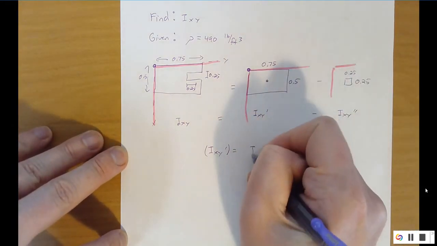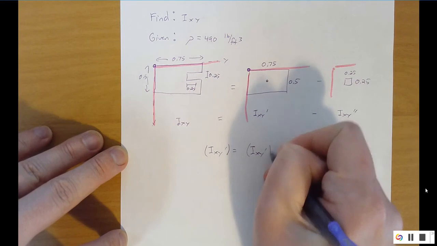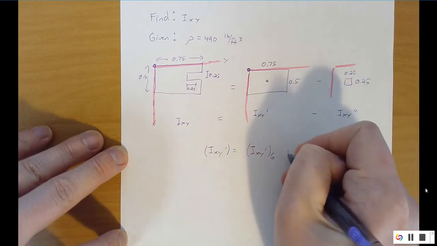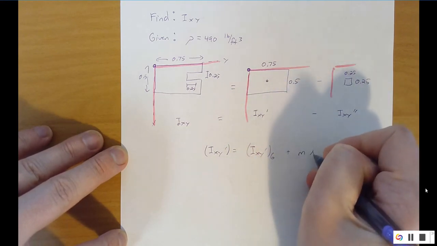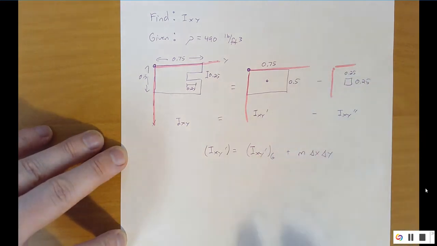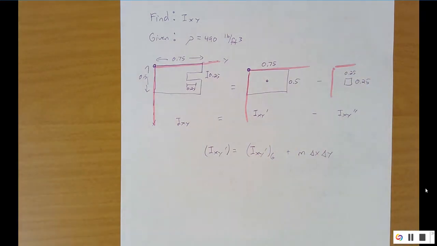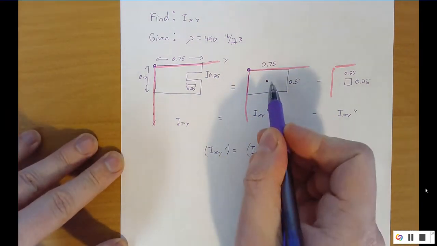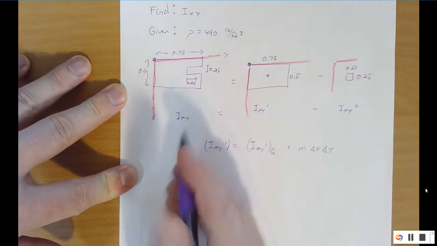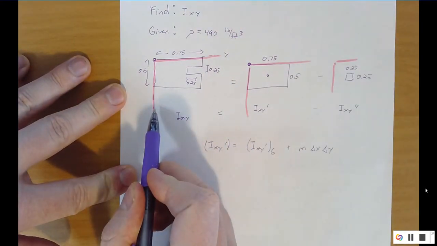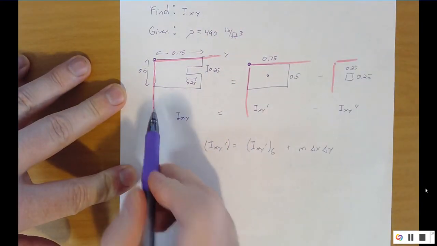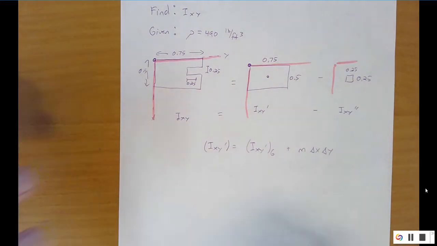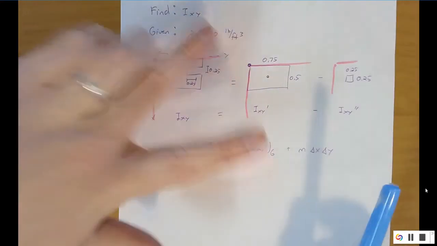So we want to find Ixy prime about G, and then we want to go mass, delta x, delta y. So that's our parallel plane theorem that we had from last time. We would like this to be 0. To make this 0, we need to determine which orientation. So we want to keep it the same directions. That is important. These have to be parallel. So I can't go and make some new axis that points some other direction.